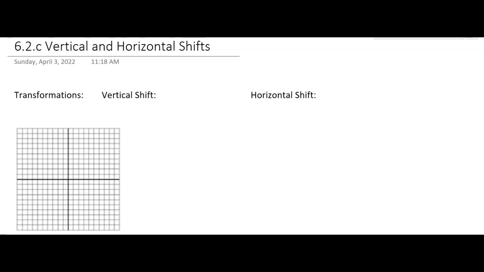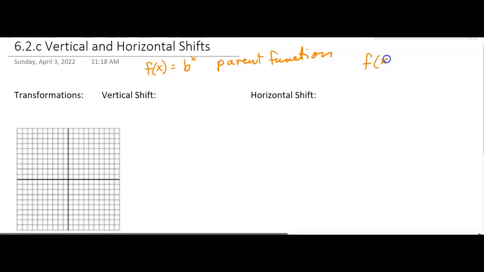Okay, so we're going to look at vertical and horizontal shifts. So we're going to think of f of x equals b to the x as what we call the parent function. And I guess I'll graph that in orange. So for our example, let's start with f of x equals 2 to the x. And we already graphed this. I'm going to graph it kind of little, but it looks something like this.